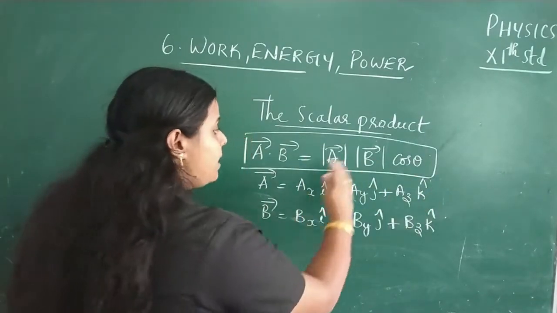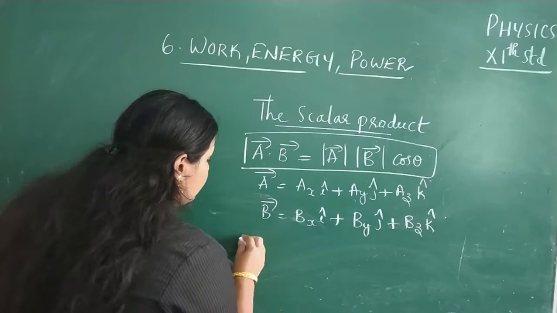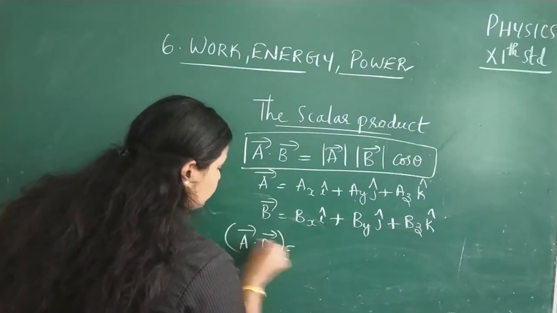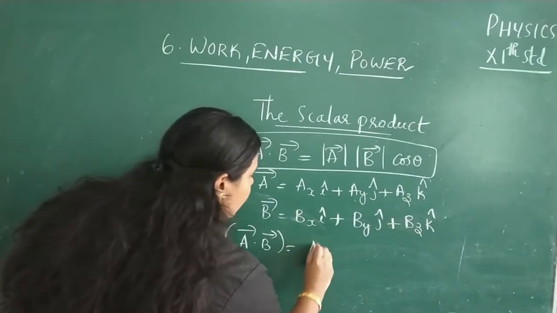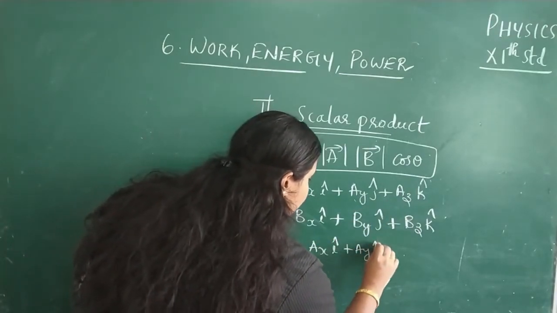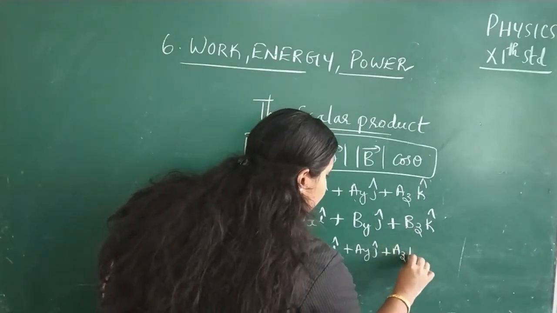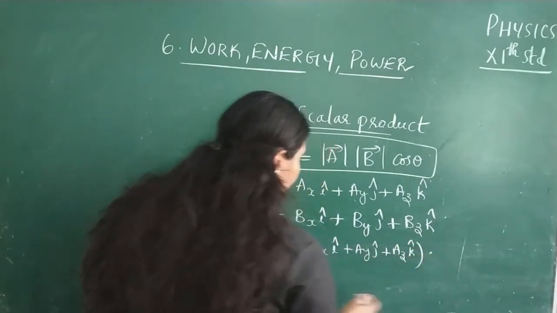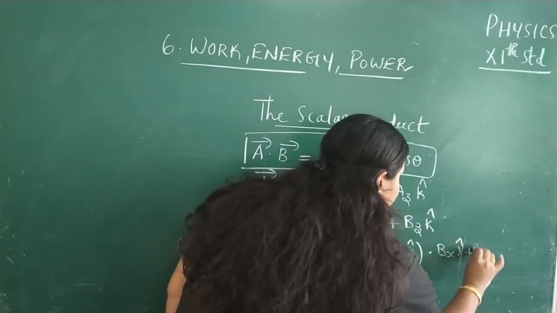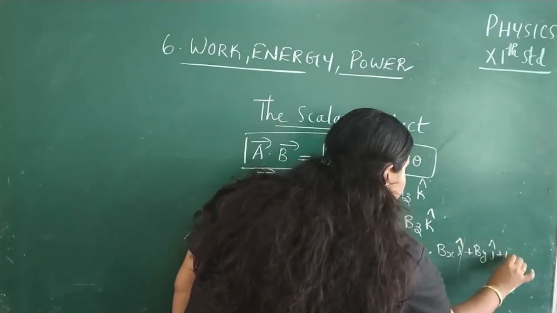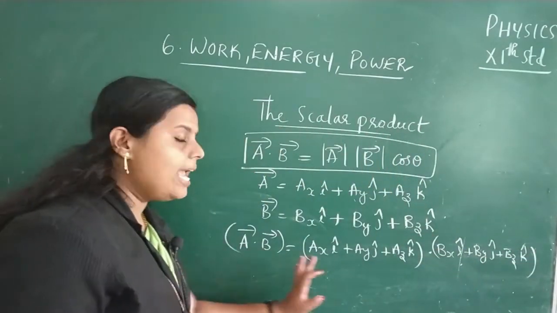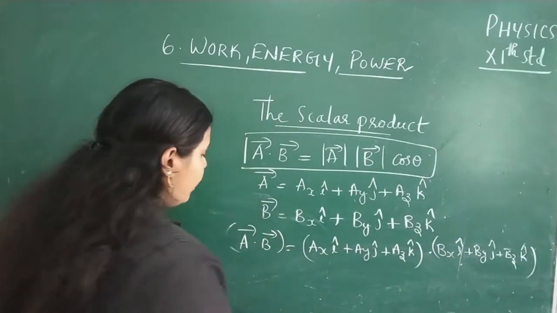But mathematically, how do we do this operation? So listen carefully. A dot B is equal to, what is A? Substitute for A: AX i cap plus AY j cap plus AZ k cap, dot, what is B? B is equal to BX i cap plus BY j cap plus BZ k cap. Now we have to find out A dot B. So listen children, A dot B.